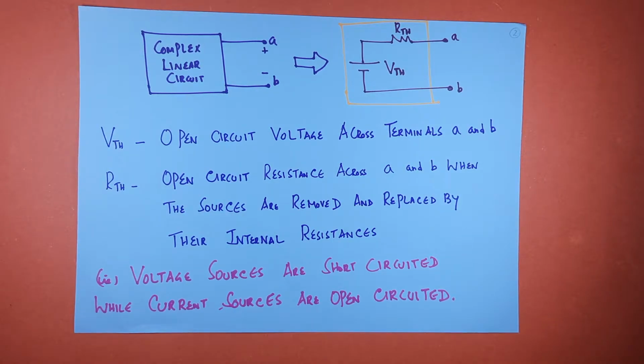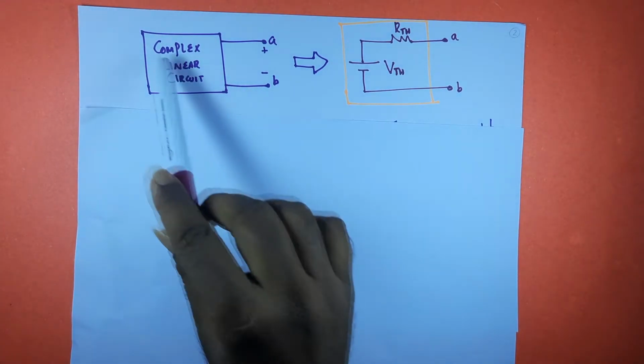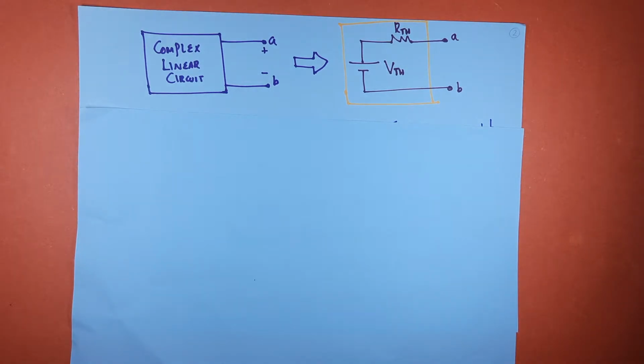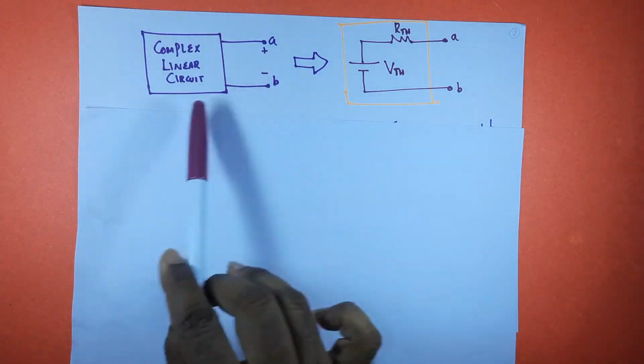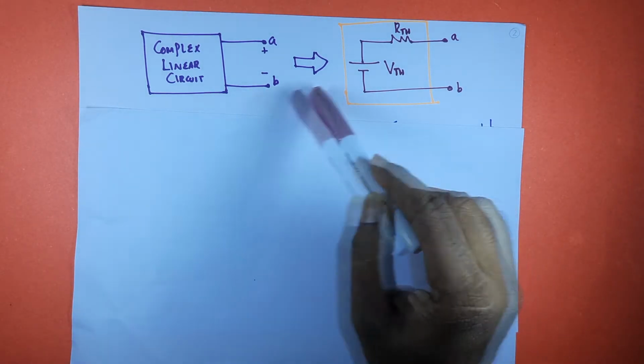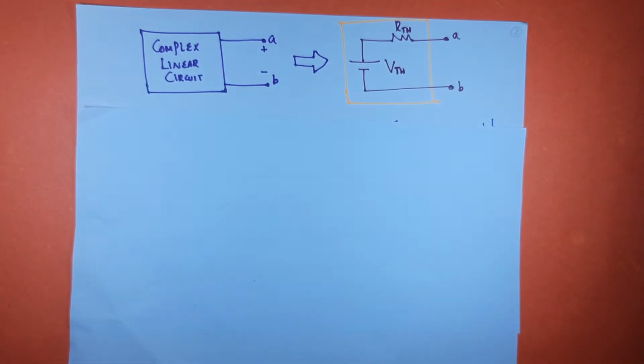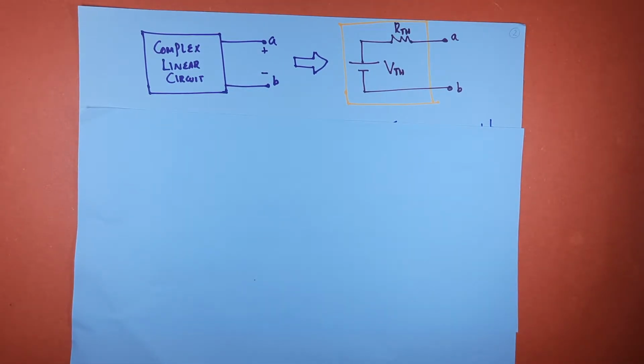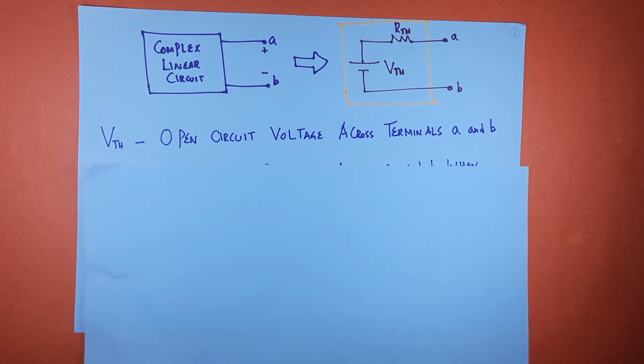So here, in this box, you have a complex linear circuit. You can replace this by means of a single voltage source, called Thevenin voltage, in series with a resistance called Thevenin's resistance. So this can be represented by means of this simplified equivalent circuit called Thevenin equivalent circuit.